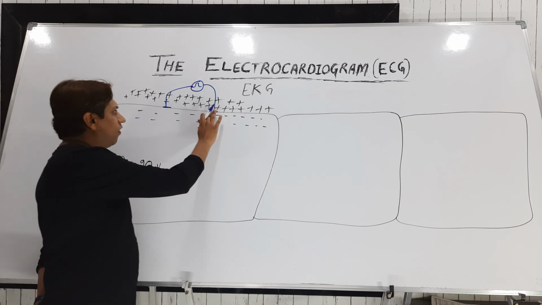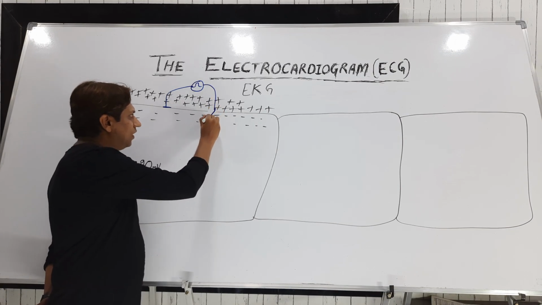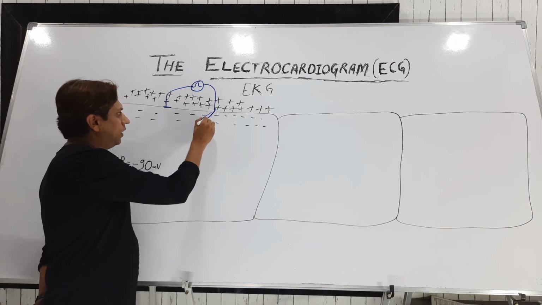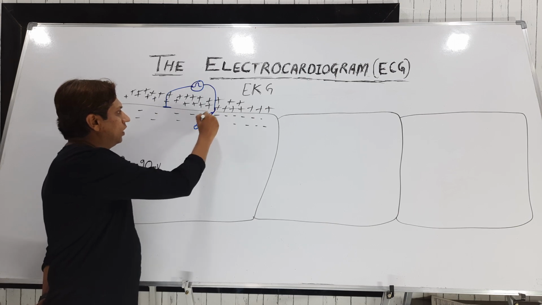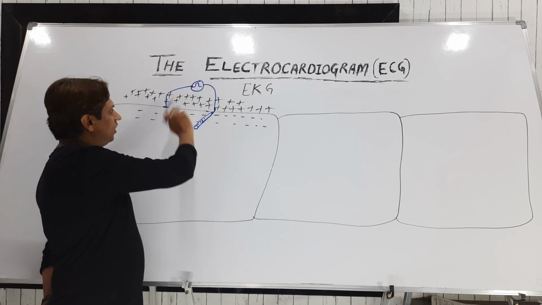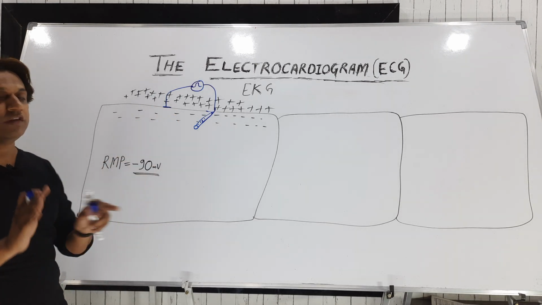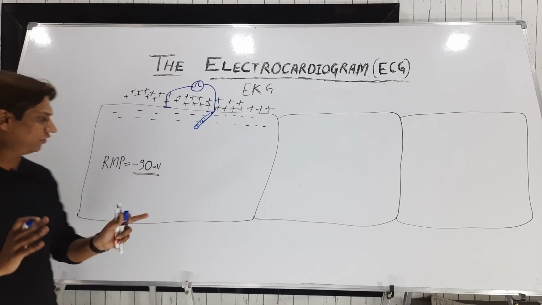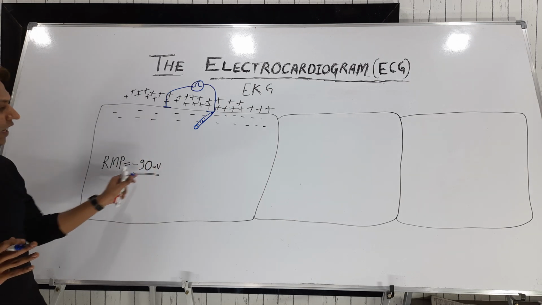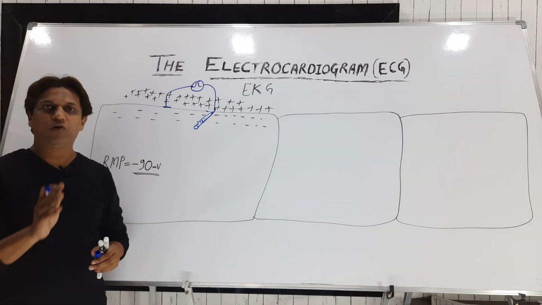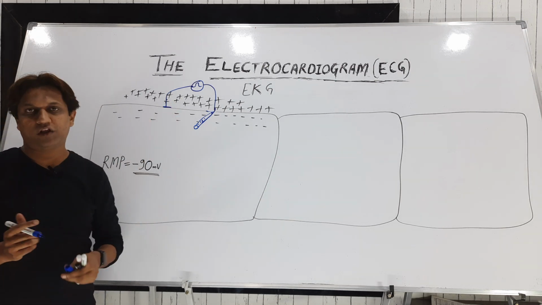But if one electrode is inserted inside the cell with the help of a micropipette containing an electrolyte solution, then the potential difference across the cell membrane can be determined. At the resting condition, when the cell is not working, the resting membrane potential of a cardiac muscle cell is minus 90 millivolt. Okay, hope you understood what is resting membrane potential.